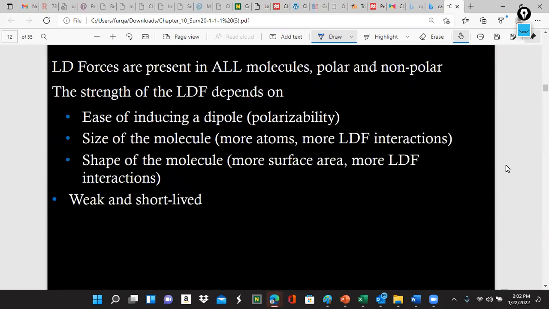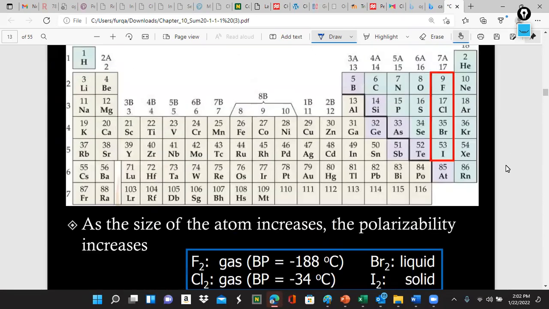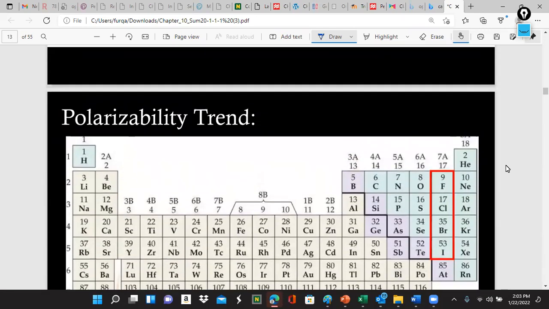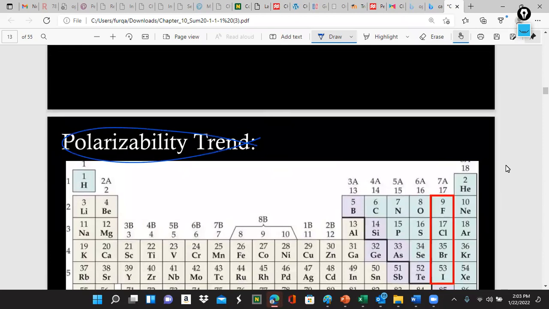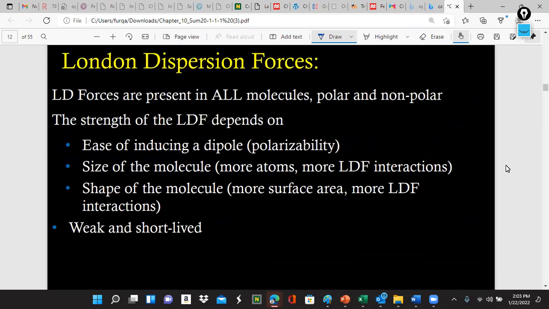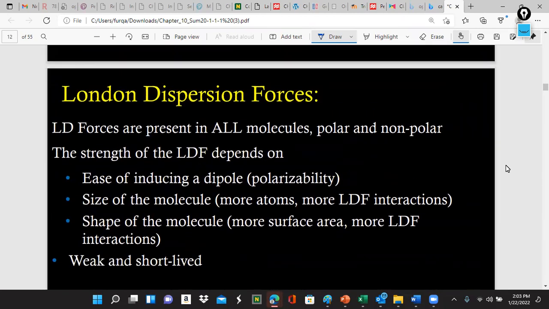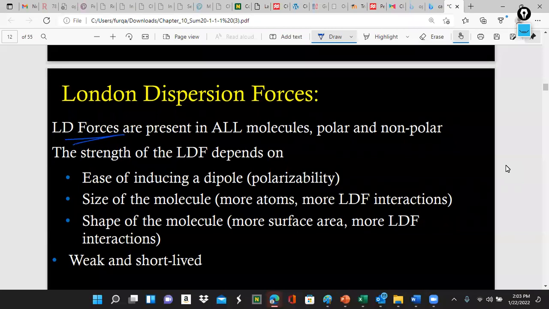So the polarizability trend also explains why the London dispersion forces may be different, right?